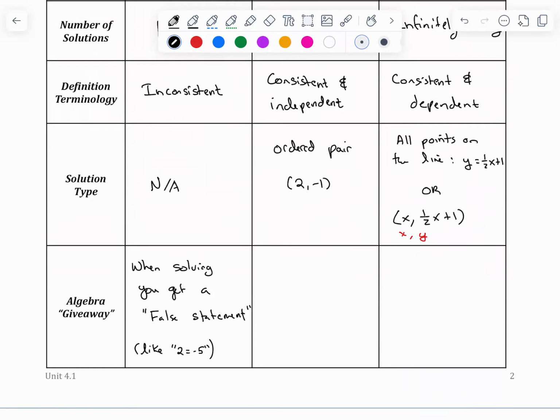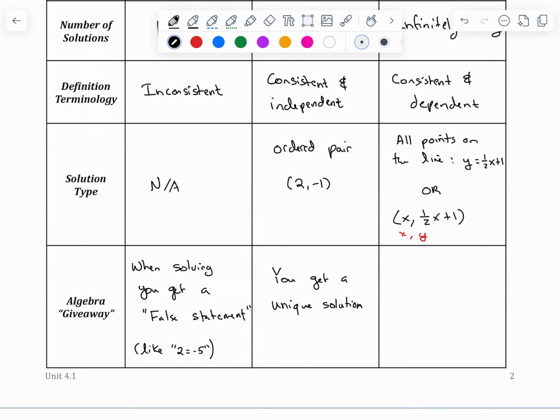And then the algebra giveaway for a consistent independent system is that you get a unique solution. If you get a unique X value and a unique Y value, you have a consistent independent system. They intersect at one point only.